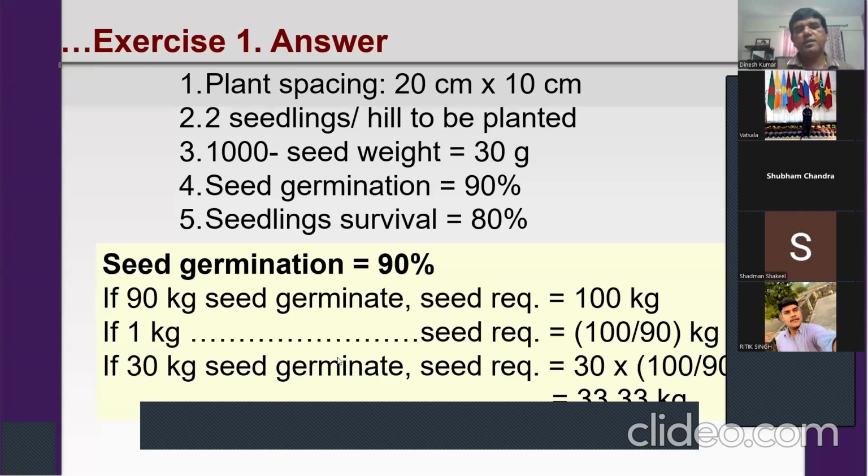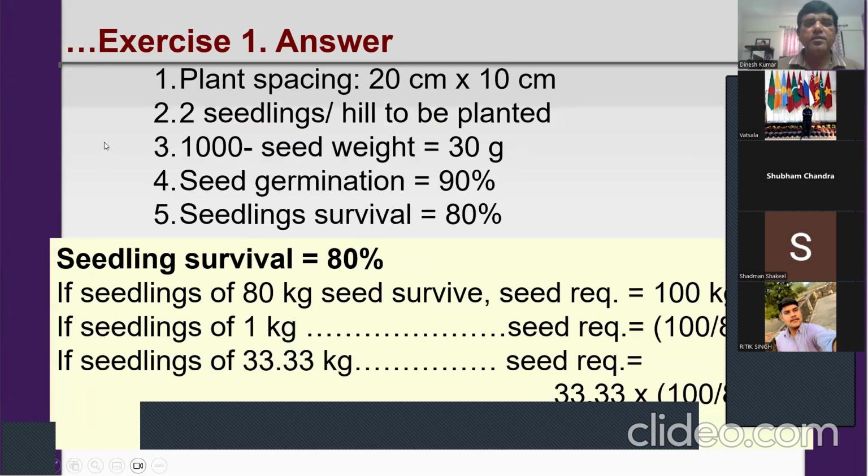So you can see that if 90 kg seed germinate, then the seed requirement is 100 kg. If 1 kg, 100 by 90 kg, means you need more. You need to overestimate it. And then if 30 kg is required, then 30 into 100 by 90, or you can straightaway divide 30 by 0.9. So easy. Then it comes out to be 33.33 kg.